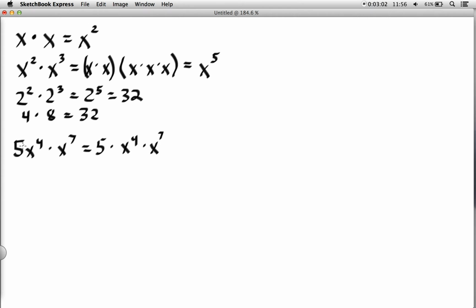So we're not including this 5 twice or anything like that. It's just 3 separate terms being multiplied. So we can ignore the 5 and look at x to the 4th times x to the 7th. We add the exponents and we get x to the 11th times the 5, and we get 5x to the 11th.